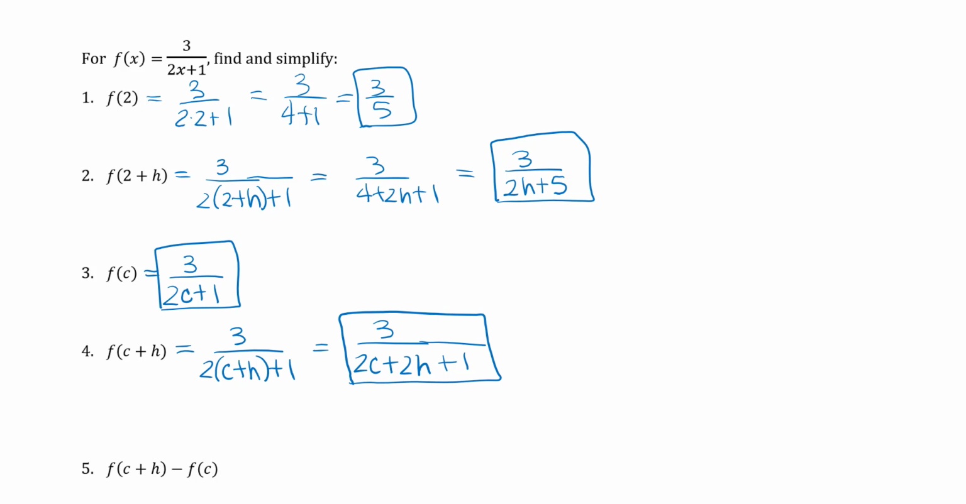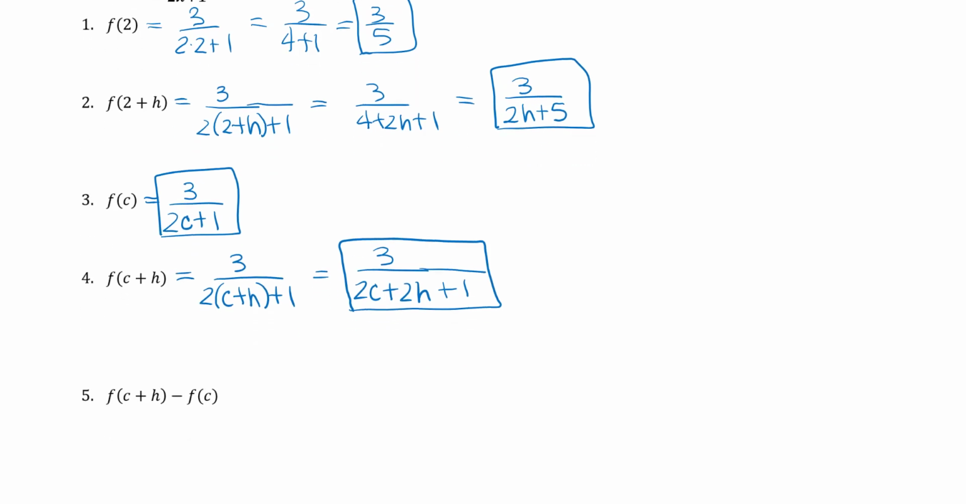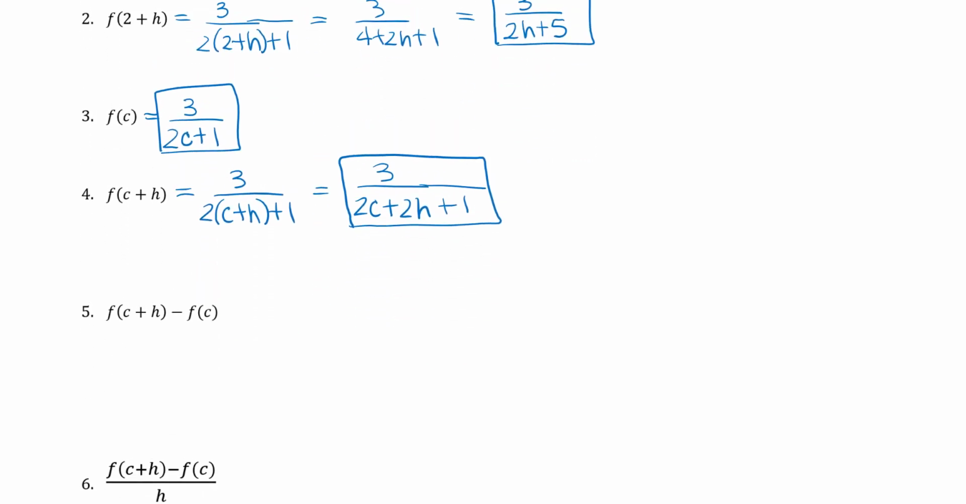Okay, for this next one I'm going to scroll up, so we remember what the function is here, and we're going to put in c plus h and c, and then subtract those two things. Okay, so here we go. We're going to have f of c plus h, so that's what we did just above. We're putting in c plus h in place of x, and then minus f of c. So remember, f of c was the original function just with c in place of x. Okay, so on this first fraction, I can distribute through the 2.